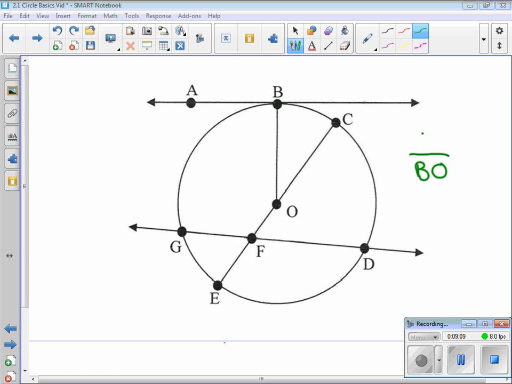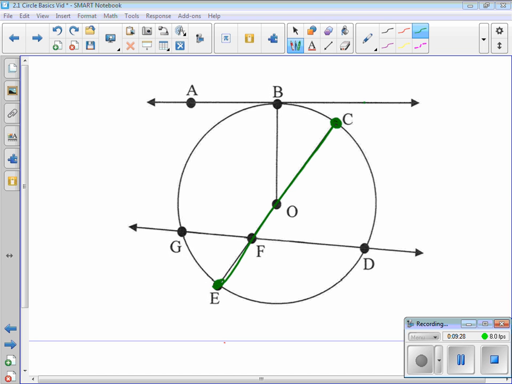Can you find a chord? Remember what a chord is. Look back at your definitions if you're having trouble. But go ahead and see if you can find a chord, and then I'll strike one up. All right, so here's a chord, E to C. That's an example of a chord.